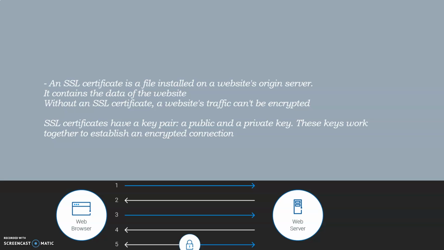SSL certificates have what's called a key pair, a public key and a private key. There's also another thing called a session key, which we'll look at in the next few slides. All these keys work together to establish an encrypted connection. On all the prominent websites, you will see a small green padlock sign on the browser, right next to the URL on the left. That's the indication that the website is encrypted.